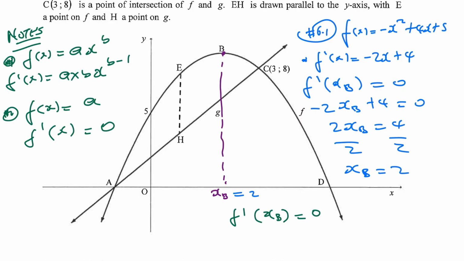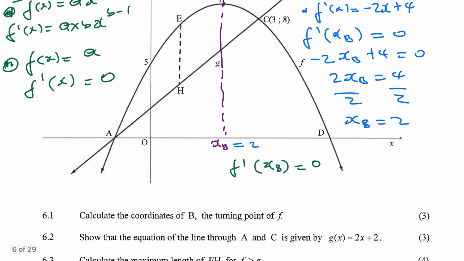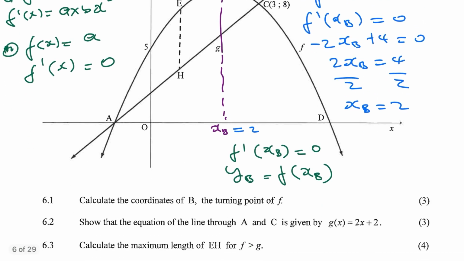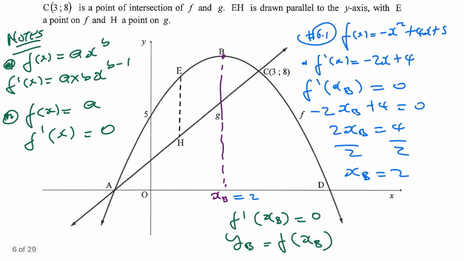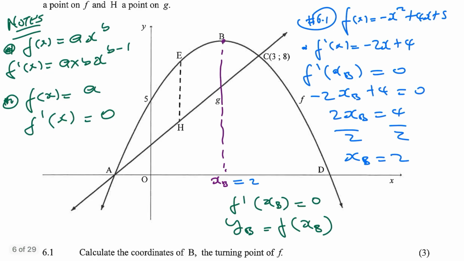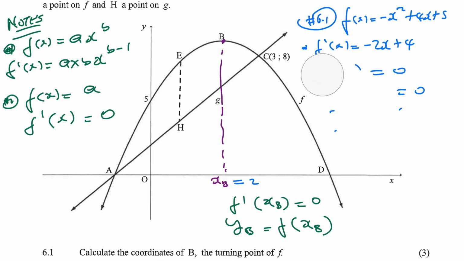Am I making sense? And then you can find the y value of B. And the y value of B is basically when you substitute the x_B value into the original equation, okay? So what I'm saying is, on my original equation, let's go back here.